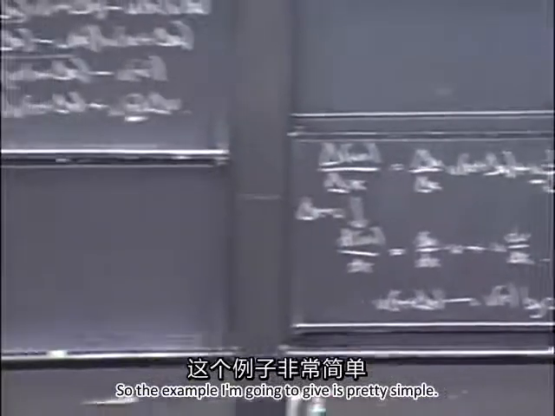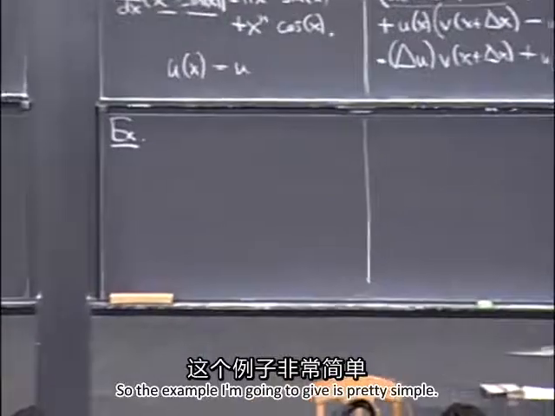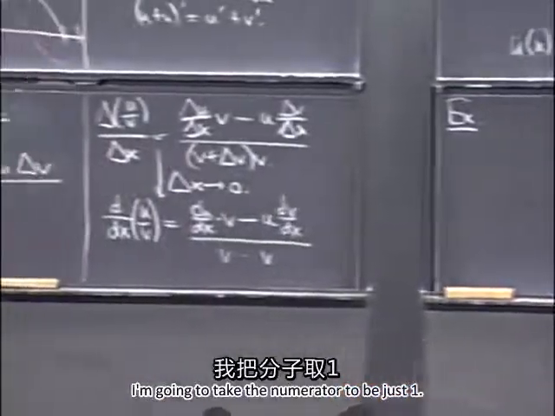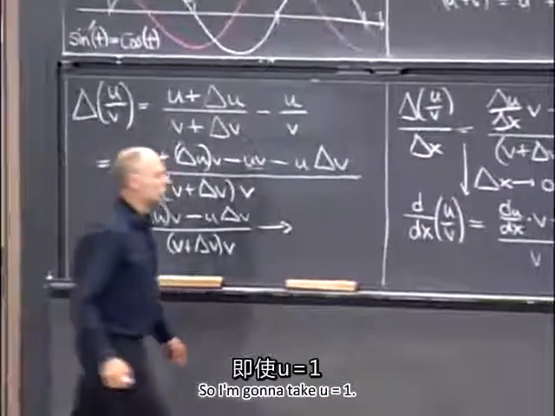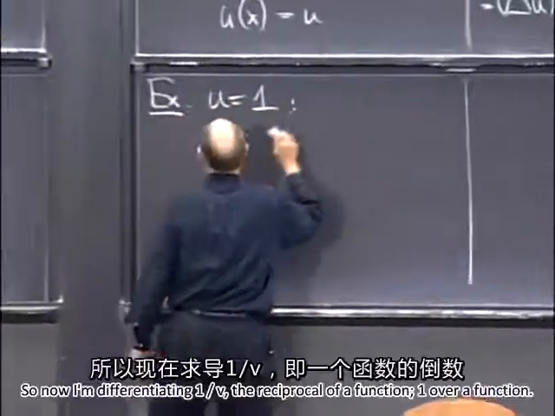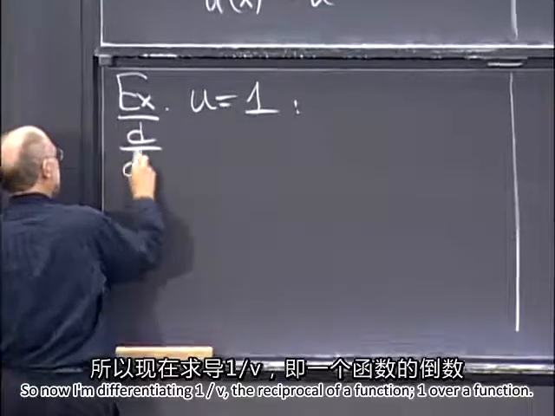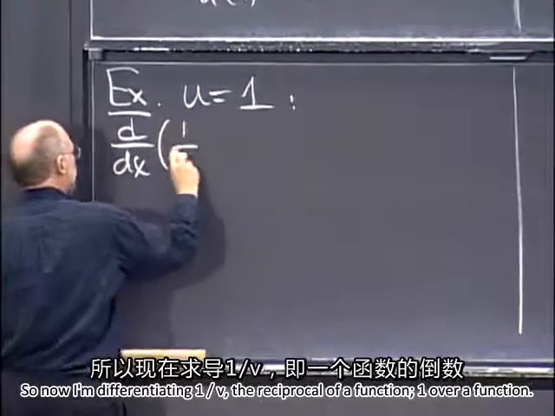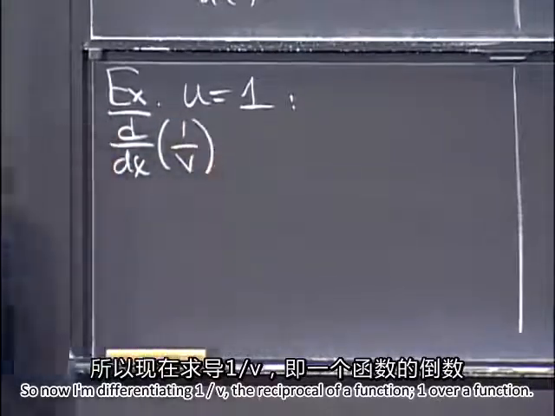So the example I'm going to give is pretty simple. I'm going to take the numerator to be just 1. So I'm going to take U equals 1. So now I'm differentiating 1 over V. The reciprocal of a function, 1 over a function.